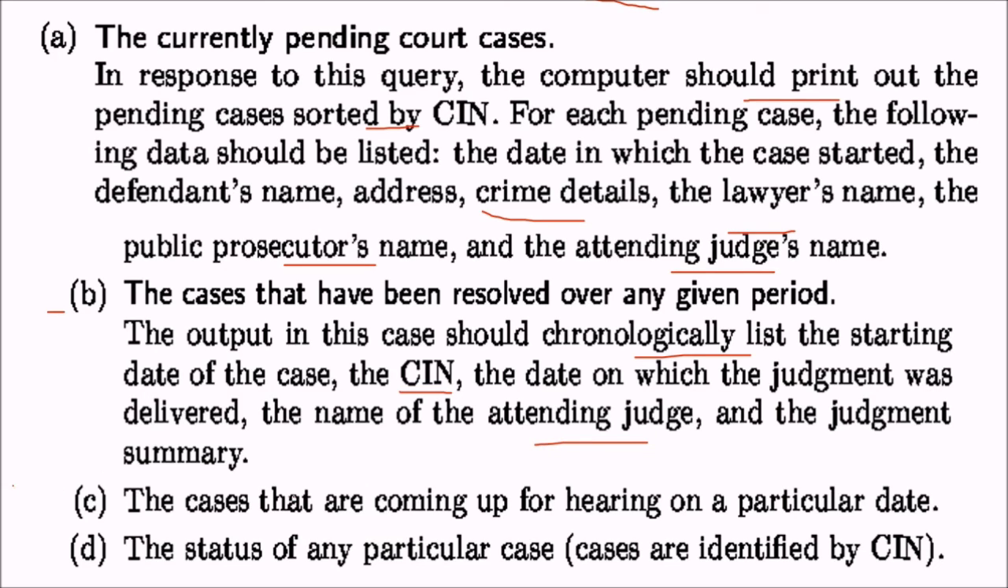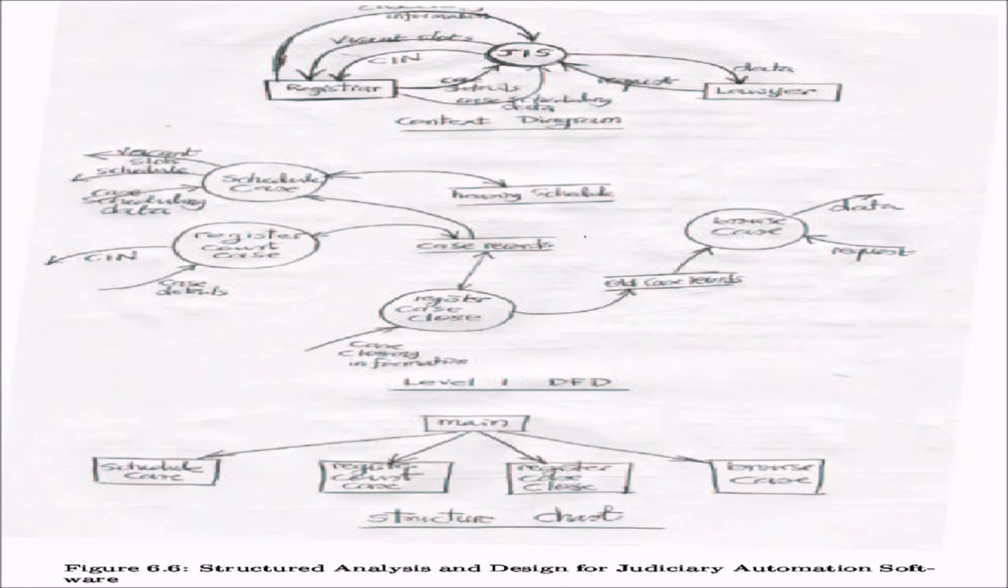Third is the cases that are coming up for hearing on a particular date, and fourth, the status of any particular case, which is identified by CIN. So this is the context diagram. This is the JIS, right? The registrar, first of all, let us see the lawyer.